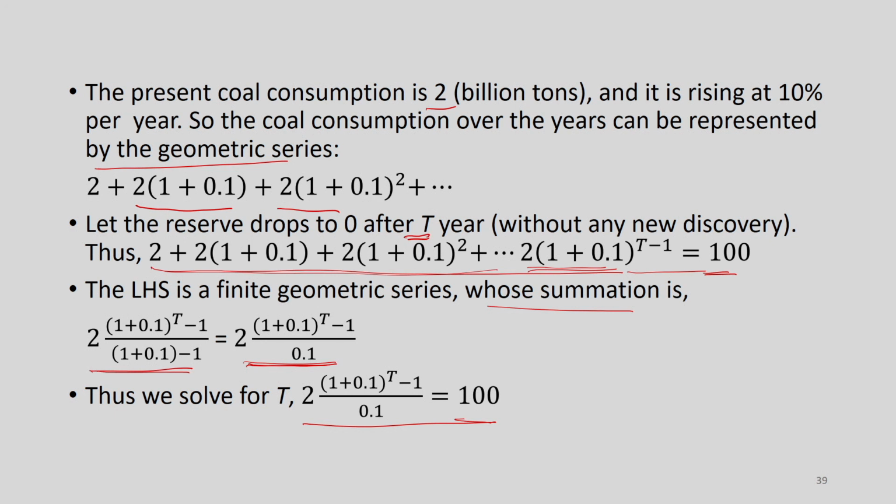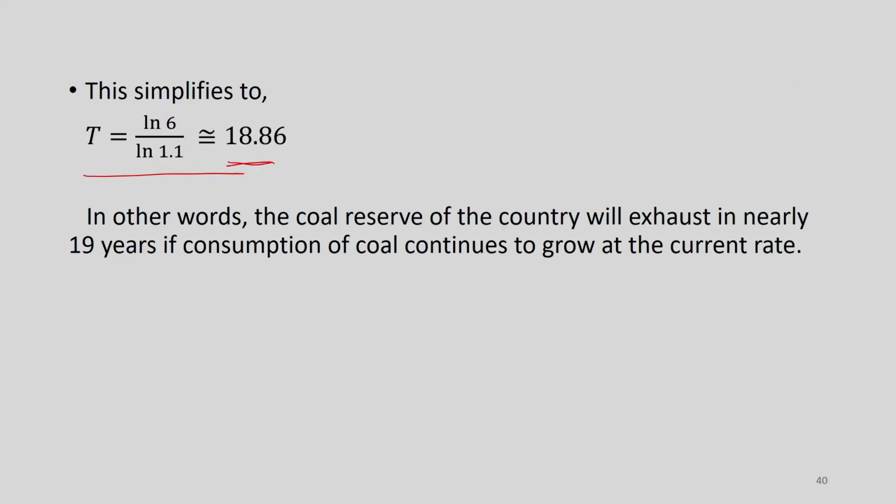That is an assumption, so that we can apply this formula. If the consumption actually rises at a faster rate after some years, then the exhaustion of the coal reserve will take place in fewer years. On the other hand, if people are more conscious of the environment, then maybe the consumption growth will slow down, and in that case the reserve will last for a longer duration. Okay. So, this is the answer to the question.